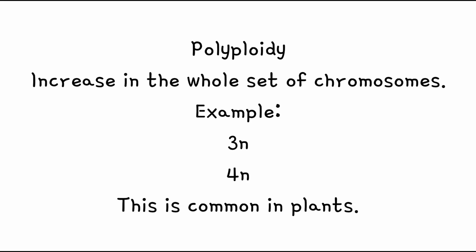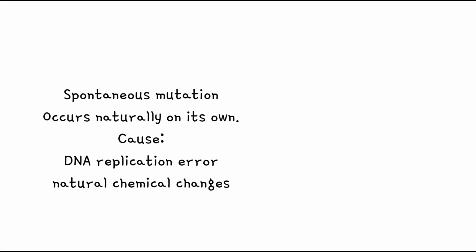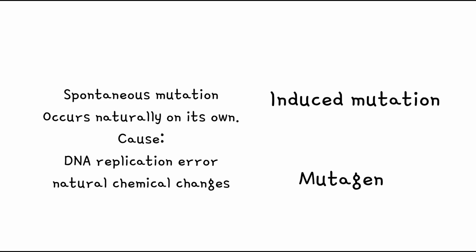Classification based on cause: mutation can also be classified by how it happens. Spontaneous mutation occurs naturally on its own. The cause is DNA replication error or natural chemical changes. And induced mutation is caused by an external agent like a mutagen. What is a mutagen? An agent that causes mutation. That is called a mutagen.